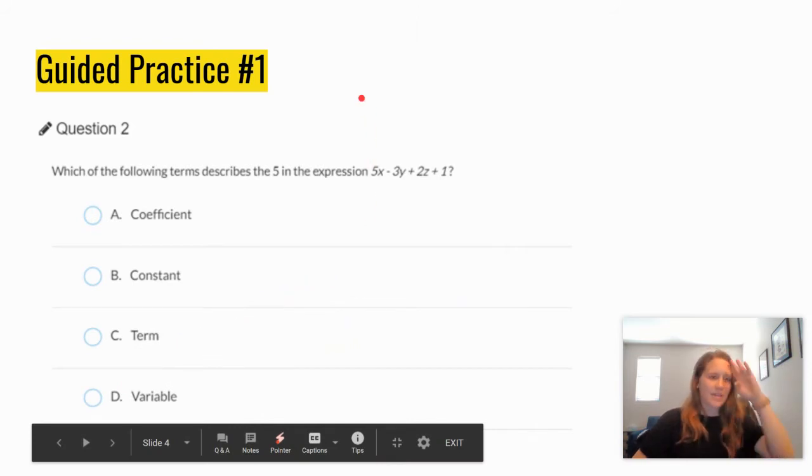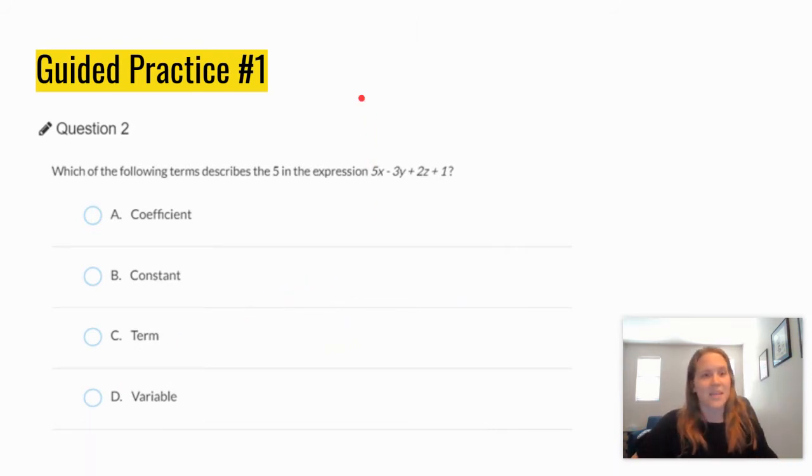So here's a great practice question. Follow along with me. This is guided practice number 1 in your Google form. I know it says question 2, but this is guided practice number 1. Which of the following terms describes the 5 in the expression 5x minus 3y plus 2z plus 1? Go ahead and select your answer.